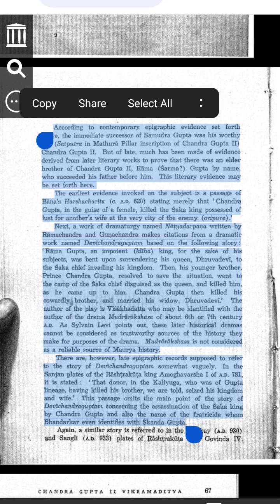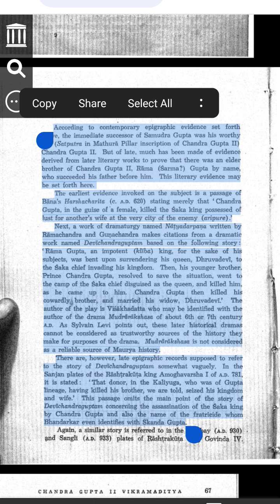A note on Ramagupta, a supposed successor of Samudragupta. Who was Ramagupta? Some historians believe that Ramagupta was a king of the Gupta dynasty. He is said to be the elder brother of Chandragupta II, Vikramaditya. However, there is no strong evidence to prove that Ramagupta was a real king.